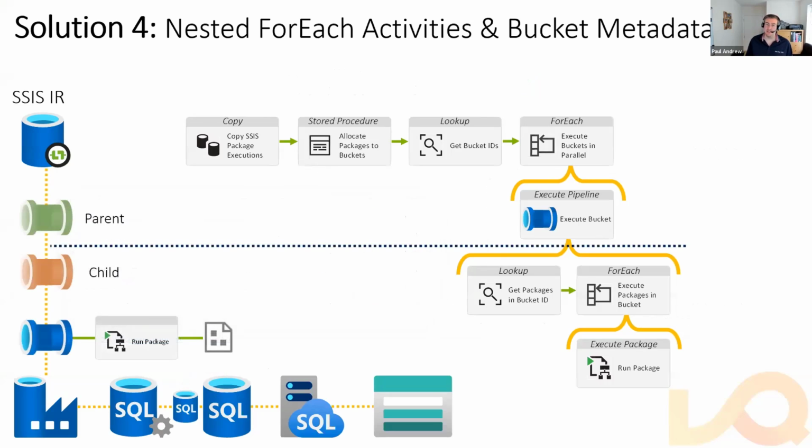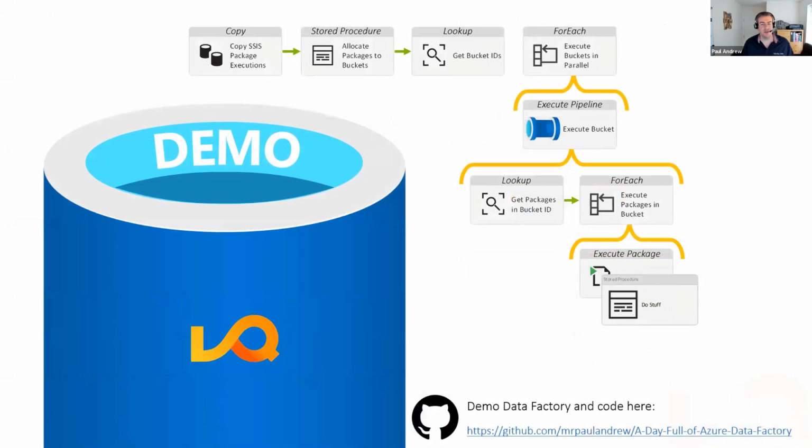So we could come up with this as a new working definition: a parent pipeline with that first for each activity, a child pipeline with that second level for each activity. And now, of course, we can run lots of things in parallel. We can make best use of that SSIS-IR. That was within the context of SSIS packages, because 80 packages running in parallel is a nice way to frame the problem. But let me show you a demo.